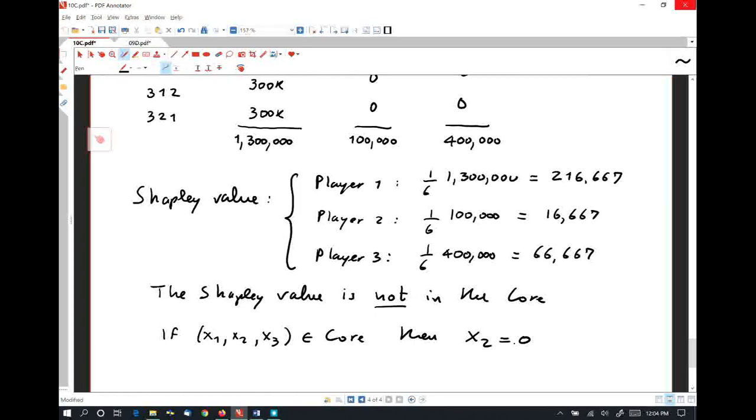So it's possible that you have a game where the core is non-empty. In fact, in this game, the core is non-empty. We characterized it when we were talking about the core, and yet the Shapley value is not in the core. The core might be empty, and yet the Shapley value is always there. So that's one example where the Shapley value is not in the core. But it's also possible that the Shapley value is not in the core, even though the core is non-empty.